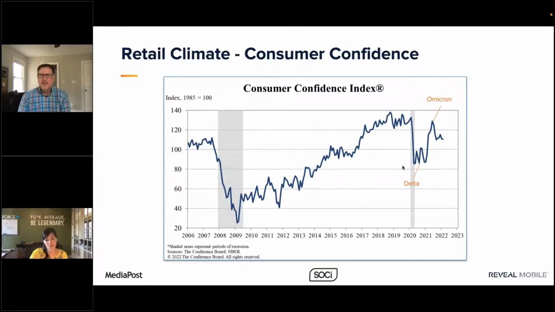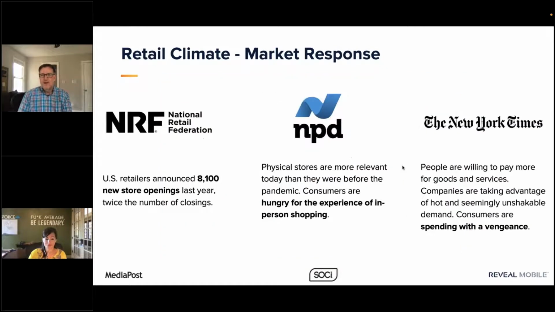So it's interesting to see that our confidence levels are much more durable today, even in the light of this horrible pandemic, than they were 10 or 14 years ago. So historical perspective is obviously very valuable. And how is the market responding? Well, they're opening stores at an historical clip. The NRF is reporting, as of last year, twice as many stores opened as the number that closed. Better than 8,000 stores opened last year.